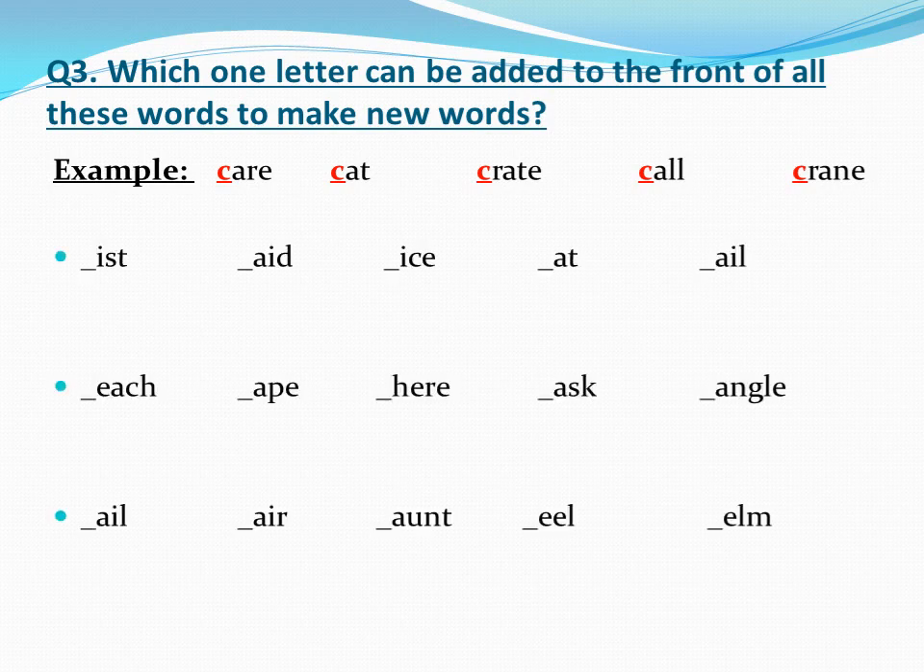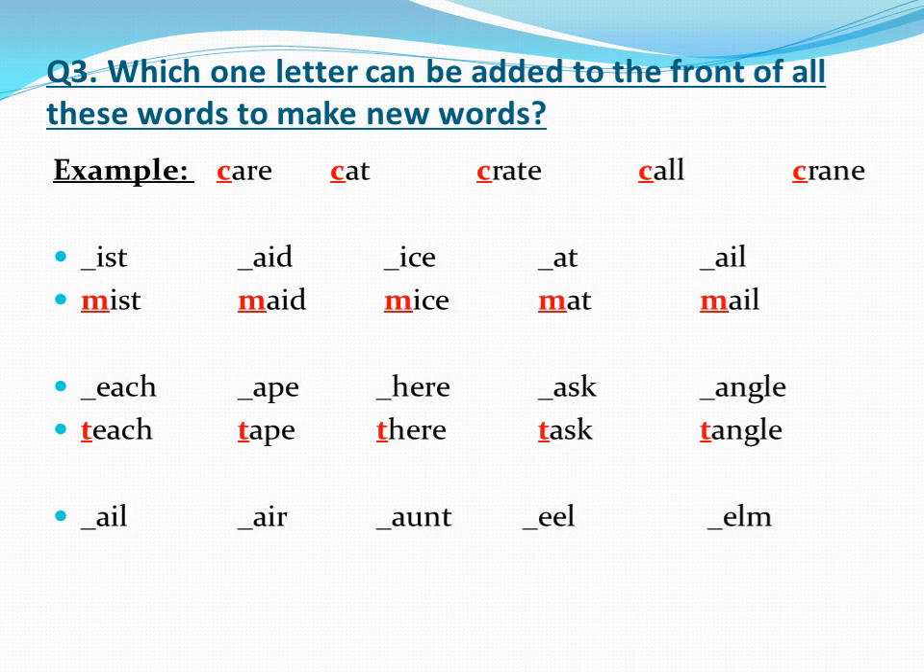Let's look at some more examples. The first one is "ist", "aid", "ice", "at", "ale". We use M to make "mist", "maid", "mice", "mat", "male". The next one, we are given "each", "ape", "here", "ask", "angle".